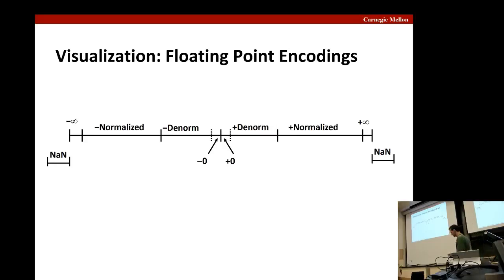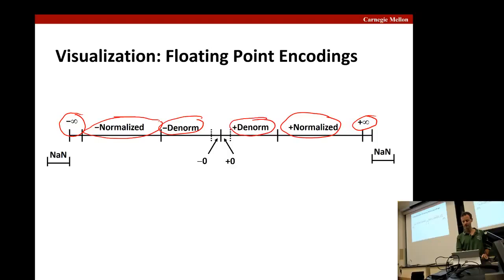So here's a little bit of a visualization. As I've touched on, you've got all the normalized numbers that are bounded on one side by negative infinity, and the positive ones that are bounded by positive infinity. You've got the denormalized ones that are the closest ones to 0, and then the special cases, where you have the minus 0 and the plus 0. Clearly this isn't drawn to scale, because the denormalized numbers are tightly packed around 0.